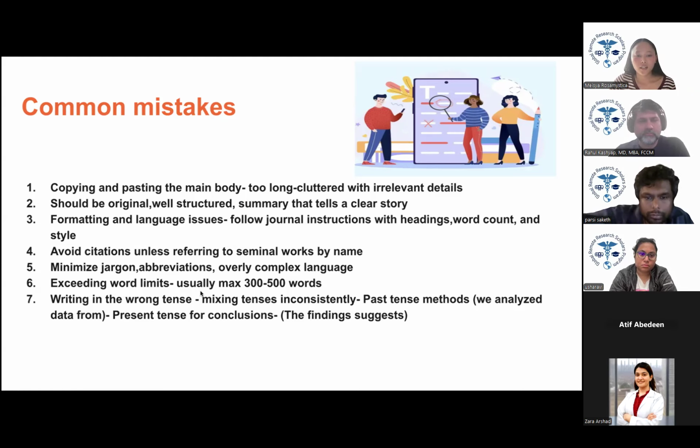Lastly, follow the word limit of an abstract. If it is 300, then use a 300-word limit. The last mistake is using the wrong tenses. In the method section, we always advise using the past tense, something like we analyzed data from. And for conclusions, use the present tense: the findings suggest, instead of the findings suggested.